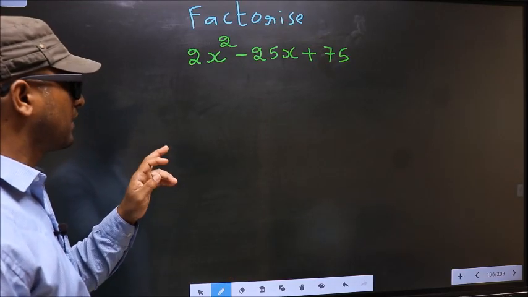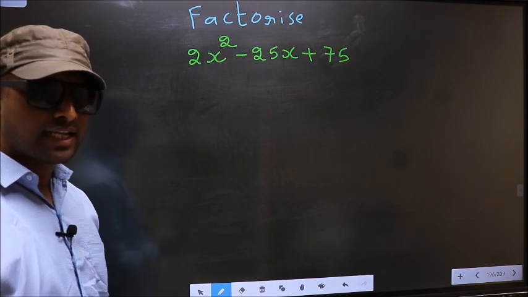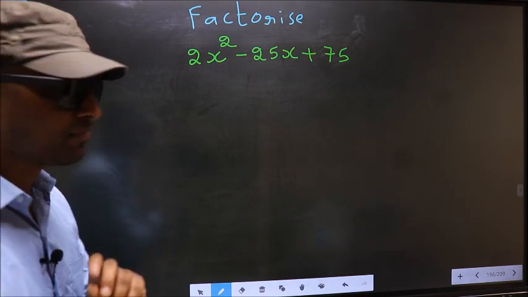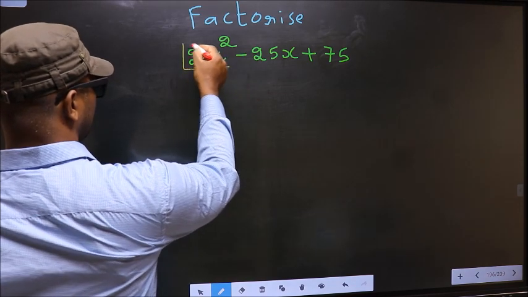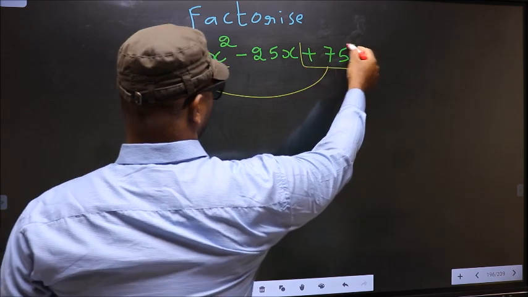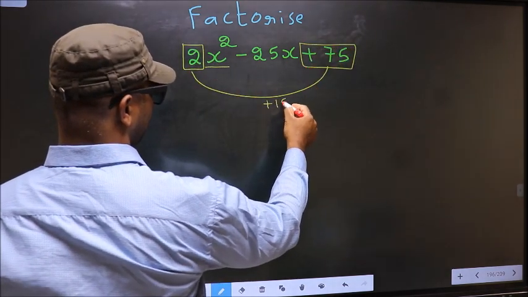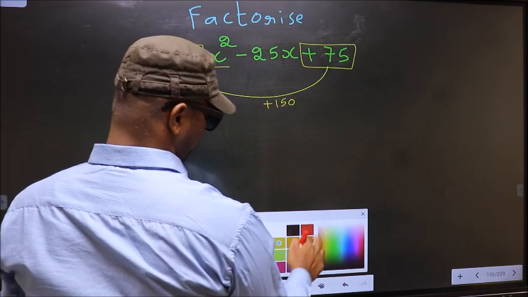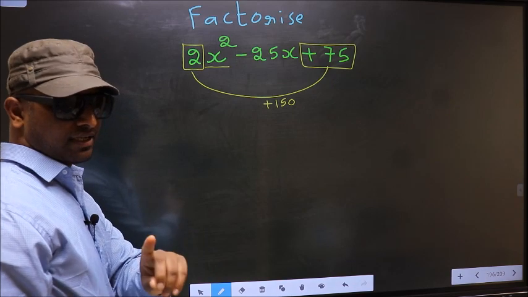Factorize 2x² − 25x + 75. To factorize, step 1: the coefficient of x², that is 2 here, should be multiplied by the constant +75. So 2 into +75 is +150. This is your step 1.